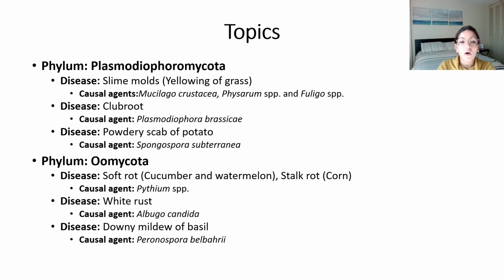In the phylum Oomycota, we study soft rot of cucumber and watermelon, as well as stalk rot of corn. Those diseases are caused by Pythium, and we'll also study white rust, which is caused by Albugo candida, and downy mildew of basil, which is caused by Peronospora belbahrii.